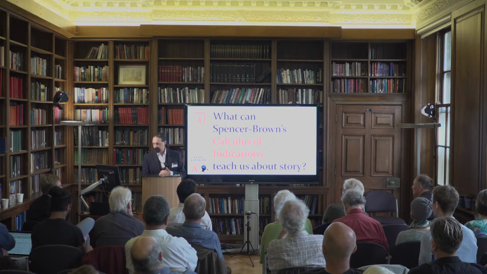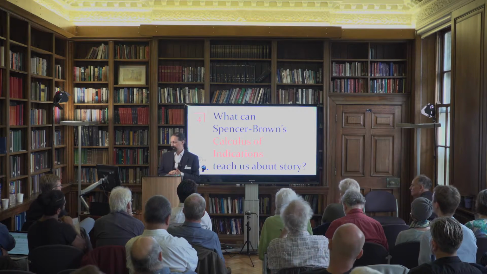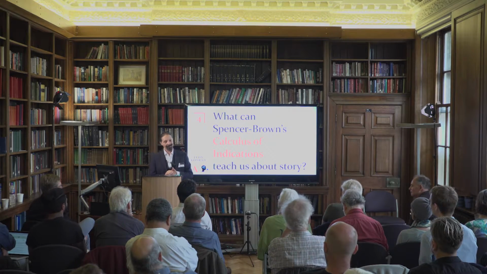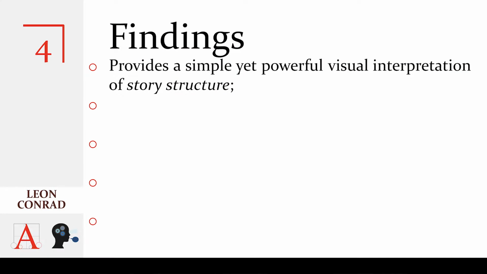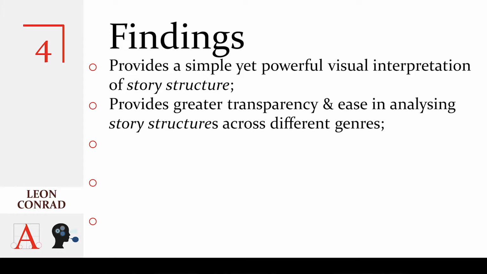So, what can Spencer Brown's calculus of indications teach us about story? It can teach us a lot. So my findings so far is that it provides a simple yet powerful visual interpretation of story structure. We can look at something and see, yeah, I recognise that pattern. And these are the qualities around it. Very useful. It also provides greater transparency and ease in analysing story structures across different genres.